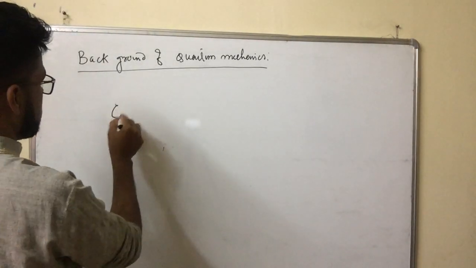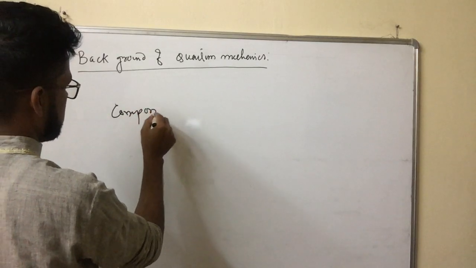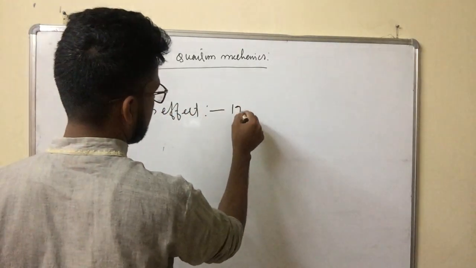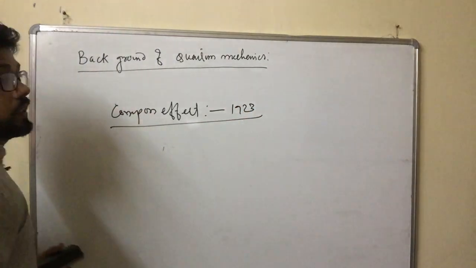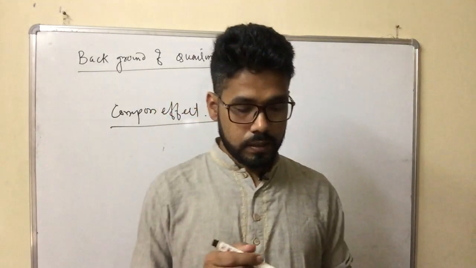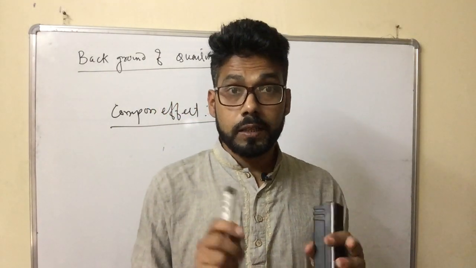In Compton effect, 1923. So, in 1923, Compton provided a powerful, conclusive, experimentally confirmatory experiment, which is known as the Compton effect.